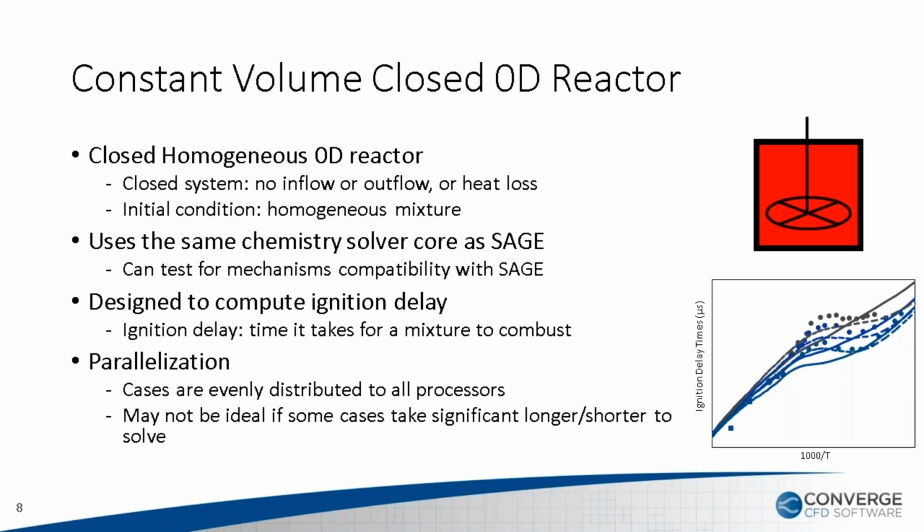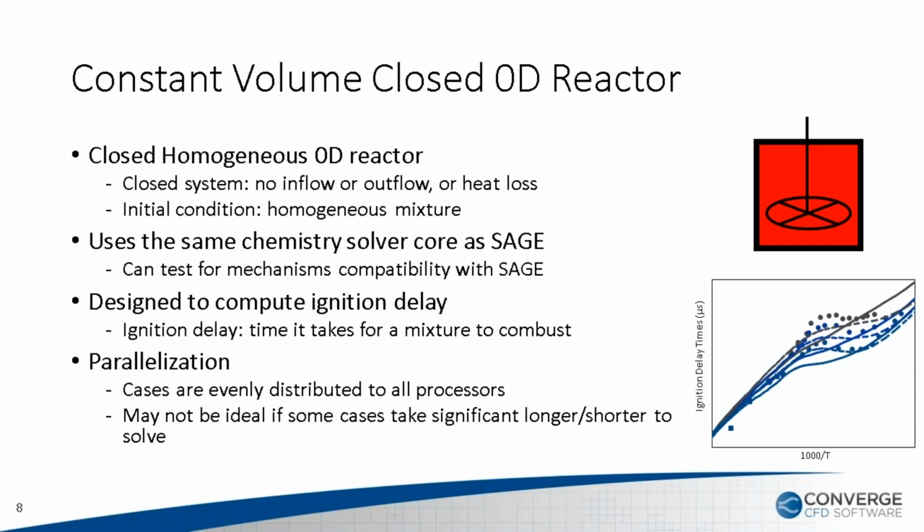We have an animation, a pictorial description of what a 0D reactor is. You can see things just react in the box, and everything is well stirred at the same time. The constant volume closed 0D reactor uses the same chemistry solver as our SAGE solver, which is our detailed solver. Because we use the same chemistry solver core, you can test mechanism compatibility without running the full 3D case. If you have any issue, you can find out right now, because 0D cases are a lot easier to set up. And our constant volume reactor is designed to compute ignition delay.